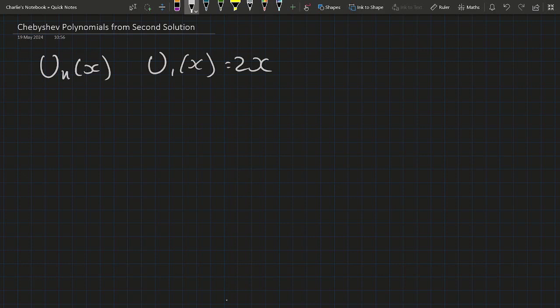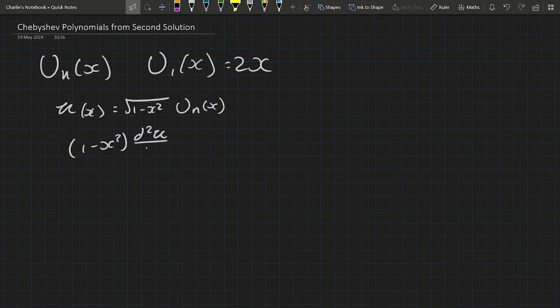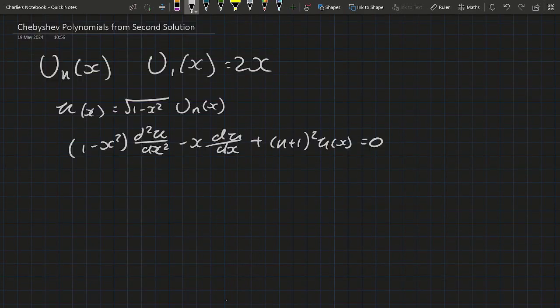In the question, we're told that some function little u of x, equal to square root 1 minus x squared times big U n of x, satisfies the differential equation (1 minus x squared) d squared u by dx squared minus x du by dx plus (n plus 1) squared u of x is equal to 0. In addition to this, we're also told that there are additional solutions to this differential equation, which are the Chebychev polynomials T n plus 1 of x.